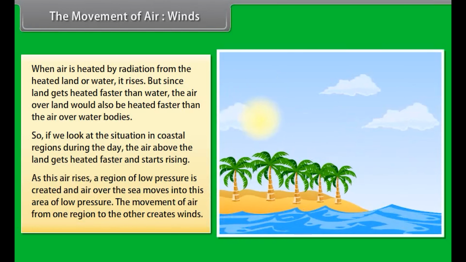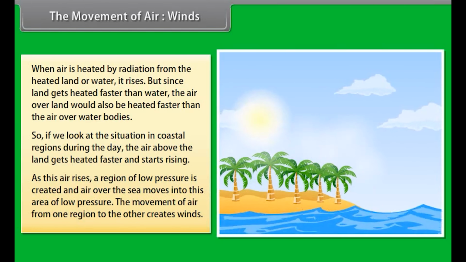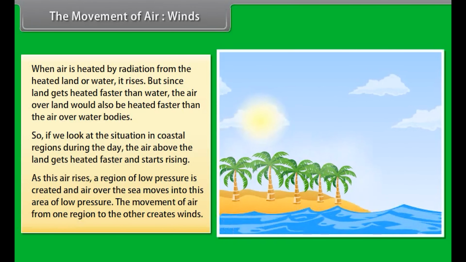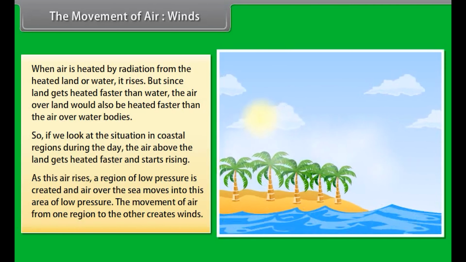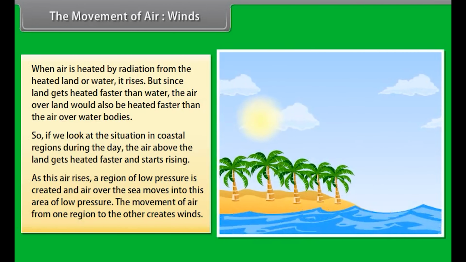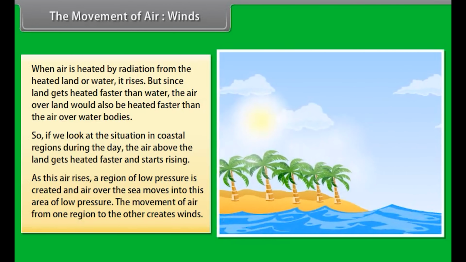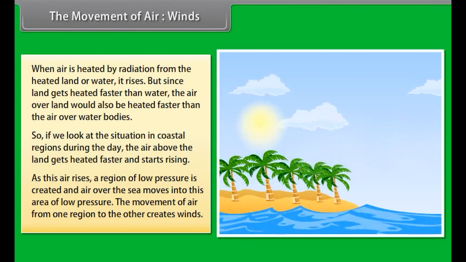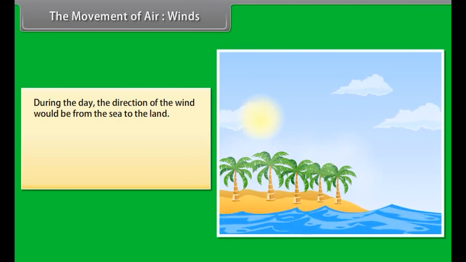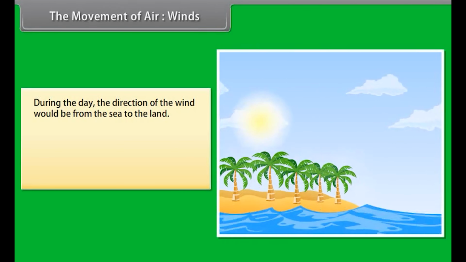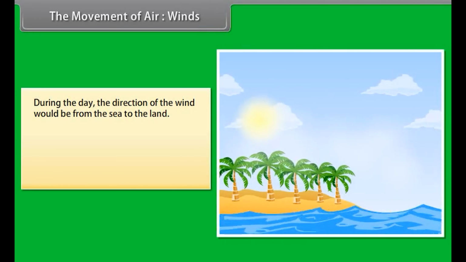As this air rises, a region of low pressure is created and air over the sea moves into this area of low pressure. The movement of air from one region to the other creates winds. During the day, the direction of the wind would be from the sea to the land.